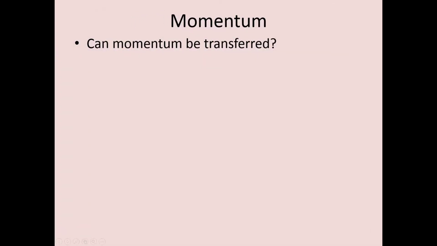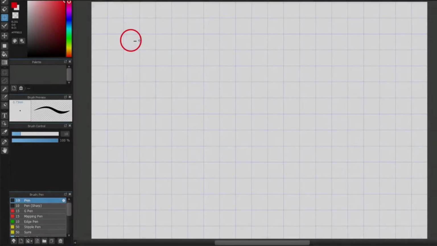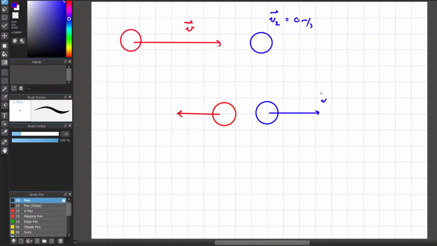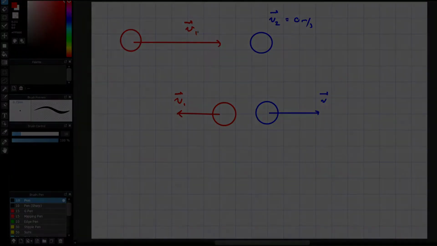Hey everybody, in this video we're going to talk about if momentum can be transferred. If one object moves at some velocity and collides into another object, will the second object obtain momentum? The answer is yes. However, this collision has to follow a specific law, called the conservation of momentum.